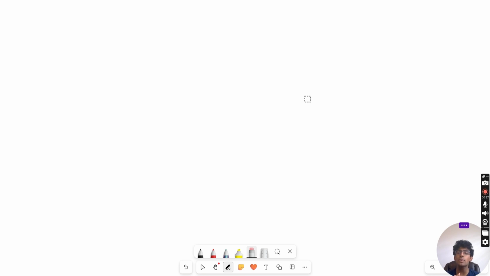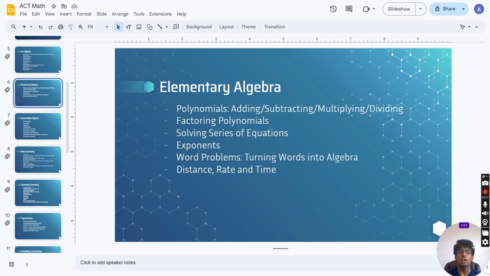So being able to know these terms, when taking a word problem, just break it down into its component parts and translate it into math. The easiest thing is just translate it into algebra and you'll be able to understand it a lot more. Okay, so that's the idea behind that.